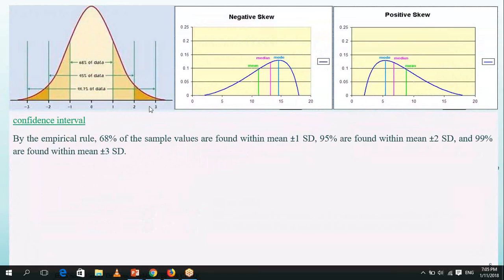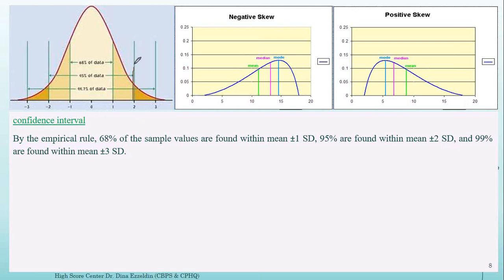And 95% of the data lies between minus two standard deviations and plus two standard deviations, which is this area, from here to here. All this expresses 95% of the data. And 99% of the data lies between minus three standard deviations and plus three standard deviations. So all this will be 99% of the data between them.